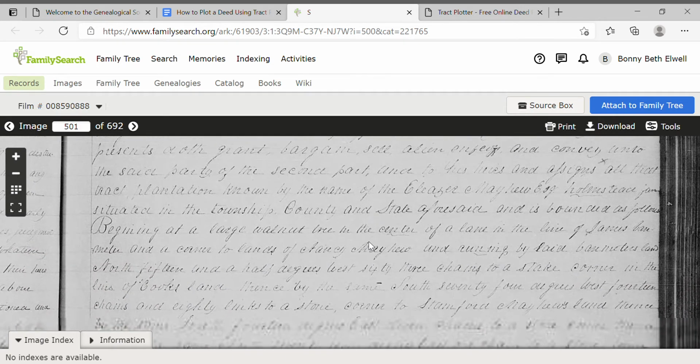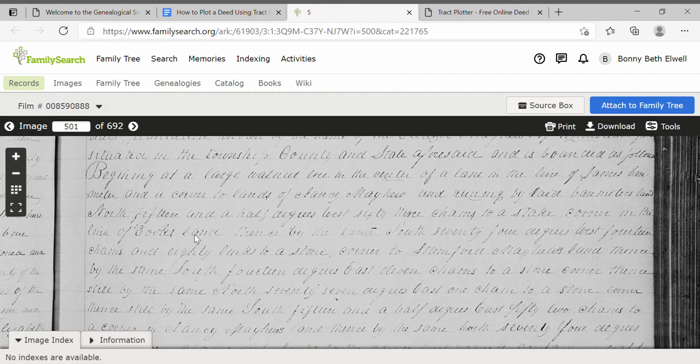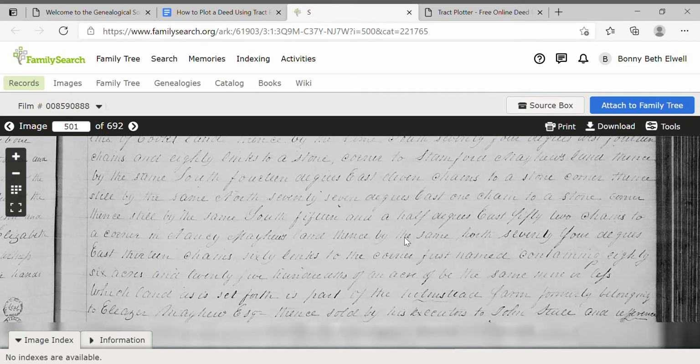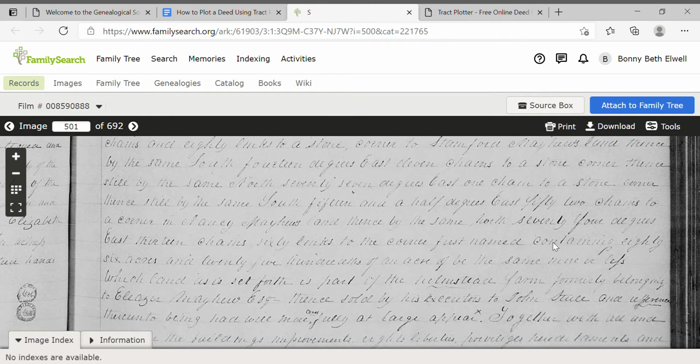Okay, so it says it is bounded as follows. Here it then describes the property. Instead of reading this, I'm just going to pause for this. We're going to get back to it later. Notice that it starts with "beginning" right here, and then it describes the property for some time, and then finally says, right here, "containing 86 acres and 25 hundredths of an acre, the same more or less." Okay, so it described the land and then told how big the property was, 86 acres.